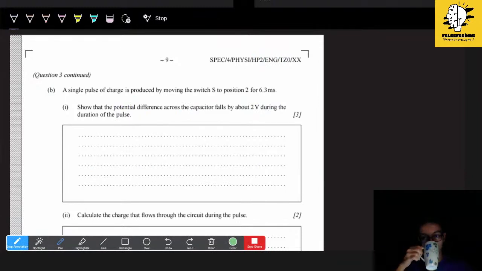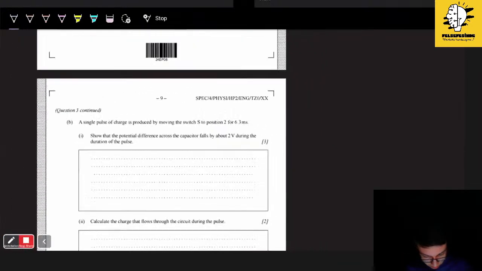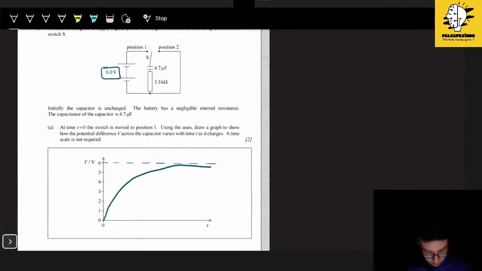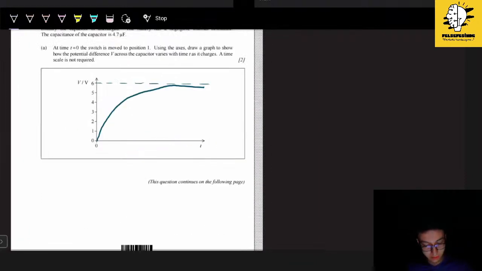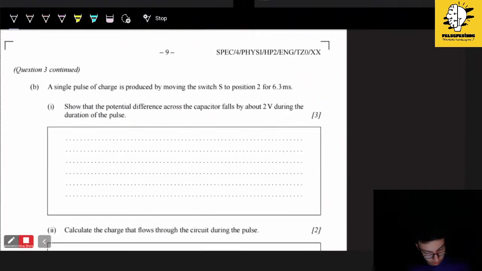Okay. So it is saying a single pulse of charge is produced by moving the switch S to position 2 for 6.3 milliseconds. Bro, can you show the diagram again? Oh yeah, sure. Let's see if it charges or discharges, and let's make sure of that. Okay, so we can see that in position 1 it is being charged, and in position 2 it is being discharged. And we are going to make use of that. Okay, can you let me annotate?